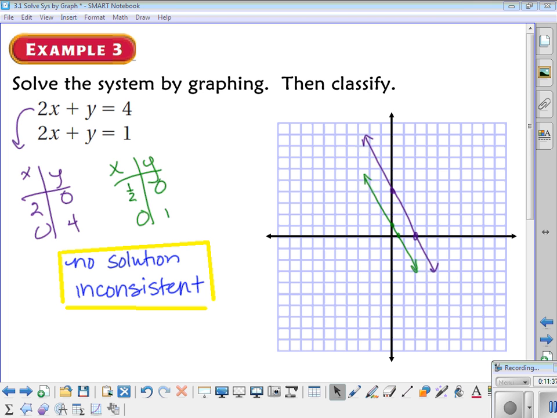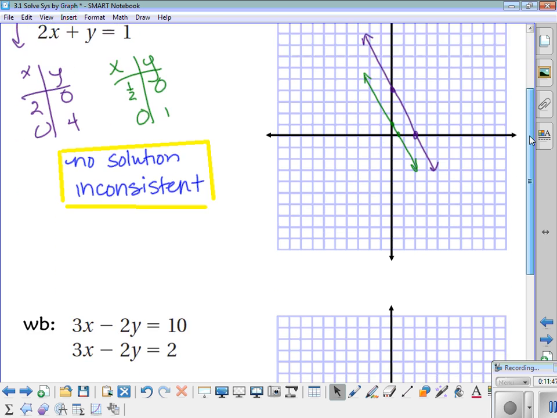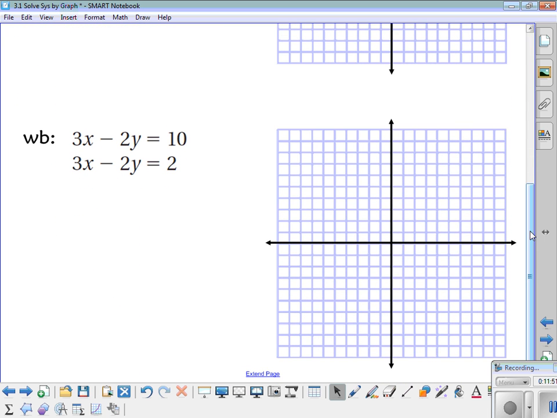You guys do a few of these on whiteboards so you can practice all that fun graphing. Any questions? Alright, so there's your first one to graph and classify.